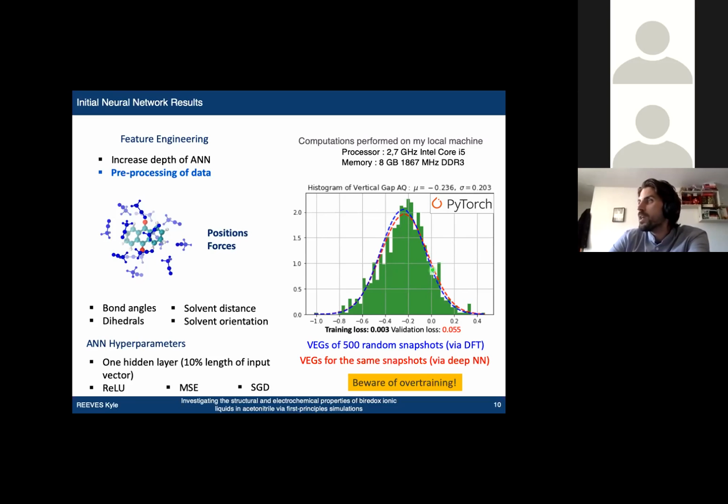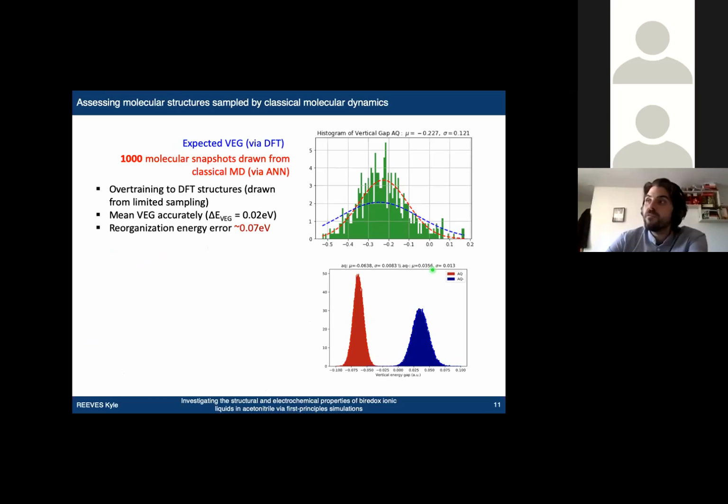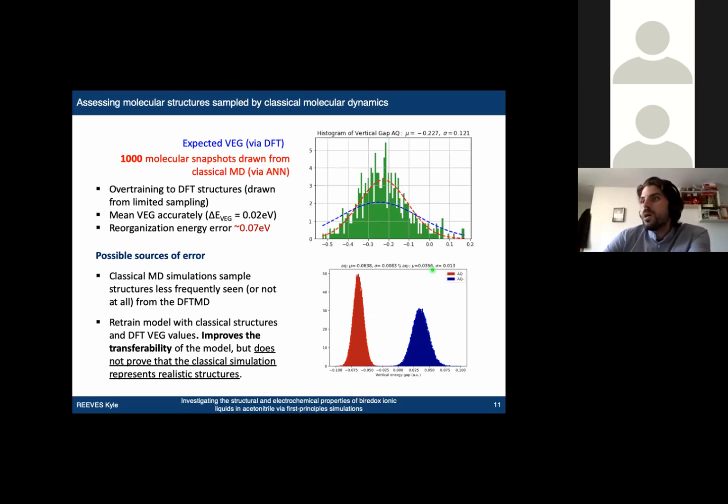But of course, there's always the fear of overtraining. So we then followed up by investigating if we feed classical MD simulations. I have a colleague who ran classical simulations of the same system. We drew on numerous structures from those simulations, which presumably sampled other spaces, and tested it. And we see that, while the mean is in good accordance, here within 0.02 eV, the reorganization energy is a bit off, but only by an error of 0.07.